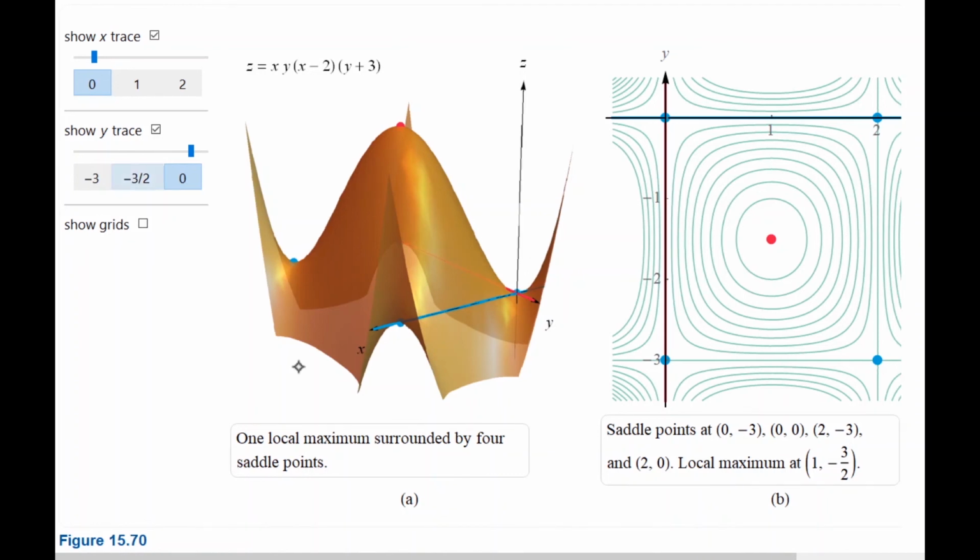And returning back to the previous traces, you could see that along this blue line, everywhere along this blue line, the partial derivative with respect to y is 0. And along the red line, the partial derivative with respect to x is 0. But where they intersect, both partial derivatives are 0, and we actually have a local max there.